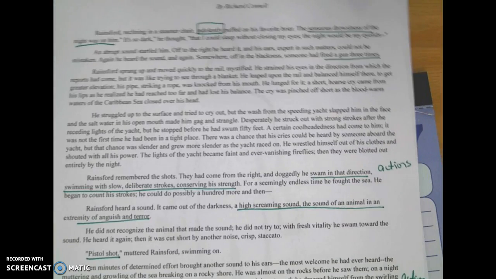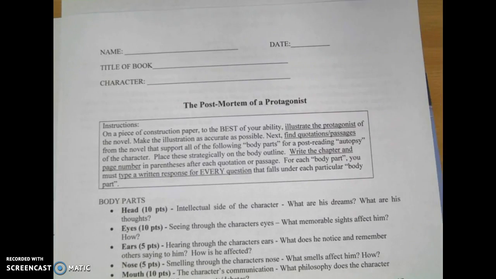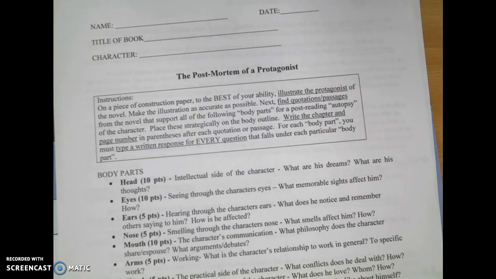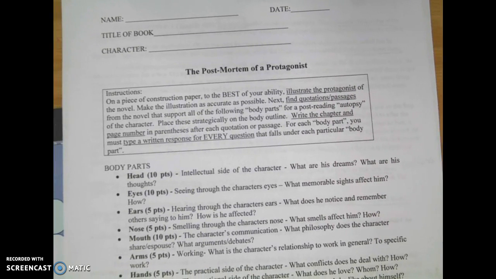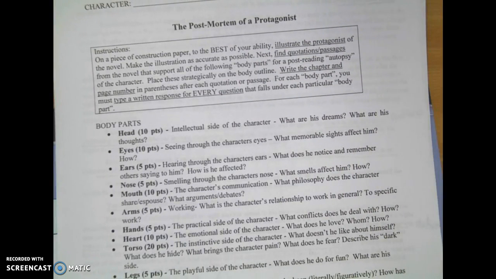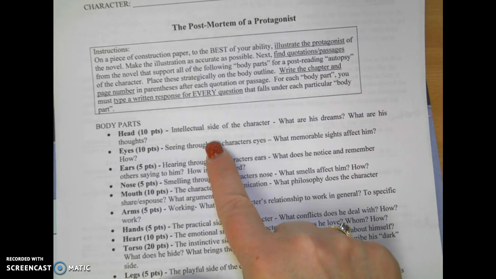So, knowing that, the first thing you have them look at is what they're actually going to be doing. The purpose is for them to really look at a character and determine how that character's actions affect others, and how it helps them understand who that character really is and what type of character they are. So we start at the very top with the head. The head is worth 10 points, and you can vary the points. It's up to you. It's the intellectual side.